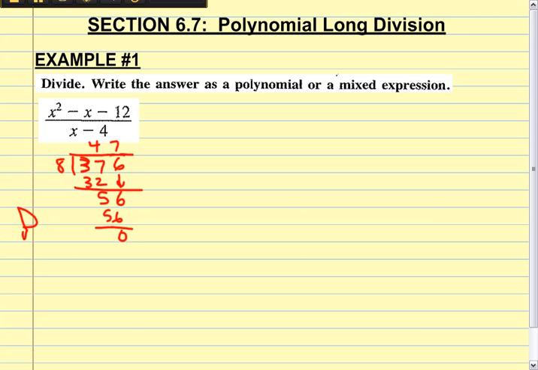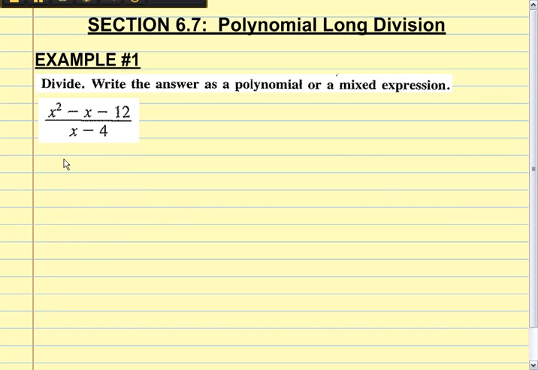Divide, multiply, subtract, bring down. And then you just start over again. Divide, and then you multiply 7 times 8 to get 56. Then you subtract and you get 0. And we don't have anything left to bring down. You just keep going through that pattern. You're going to do the same thing with this polynomial fraction.